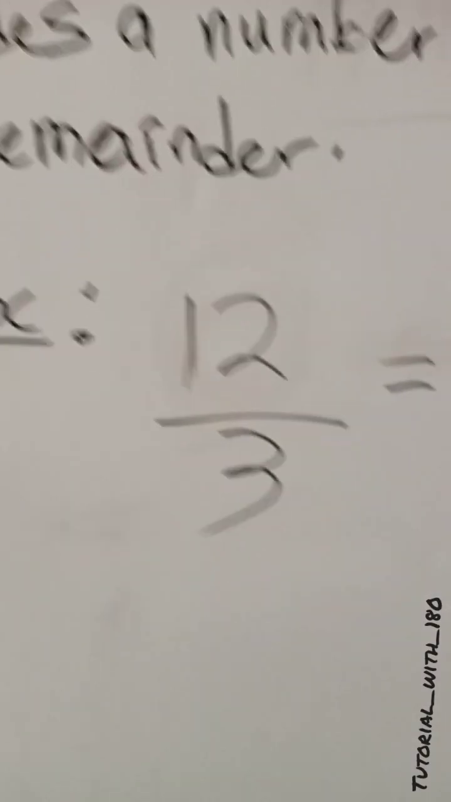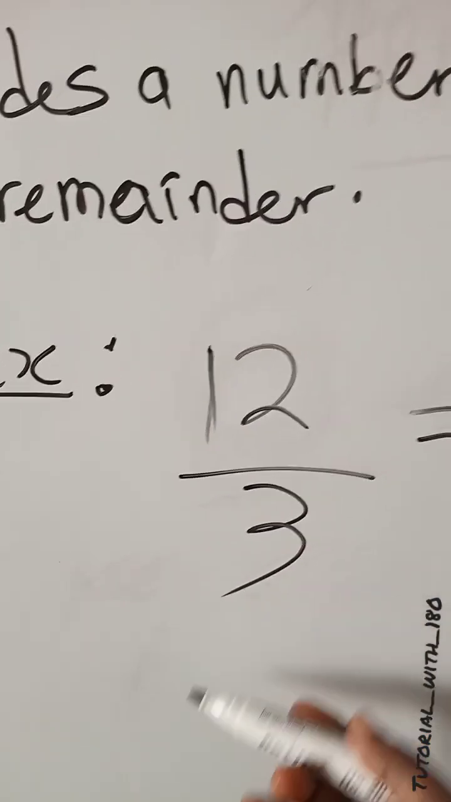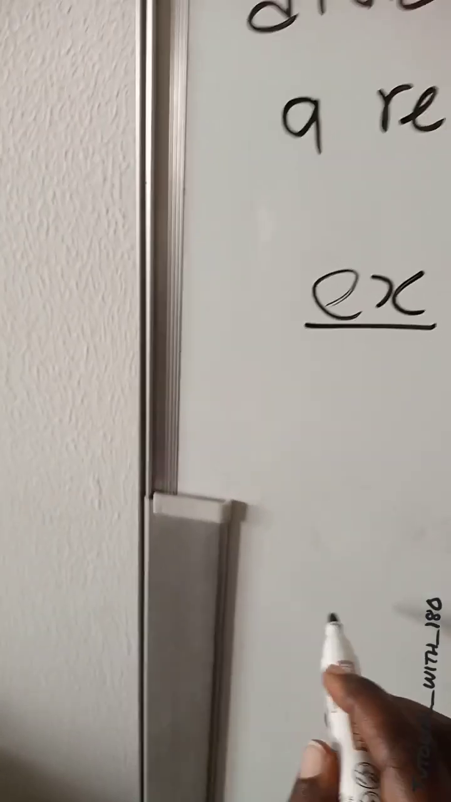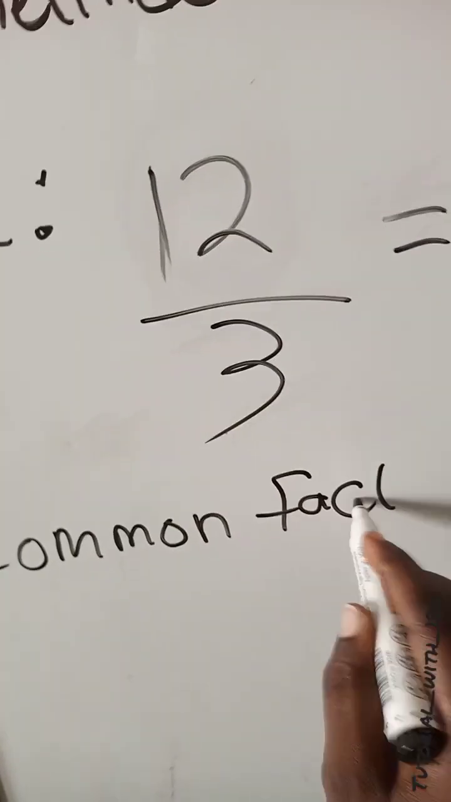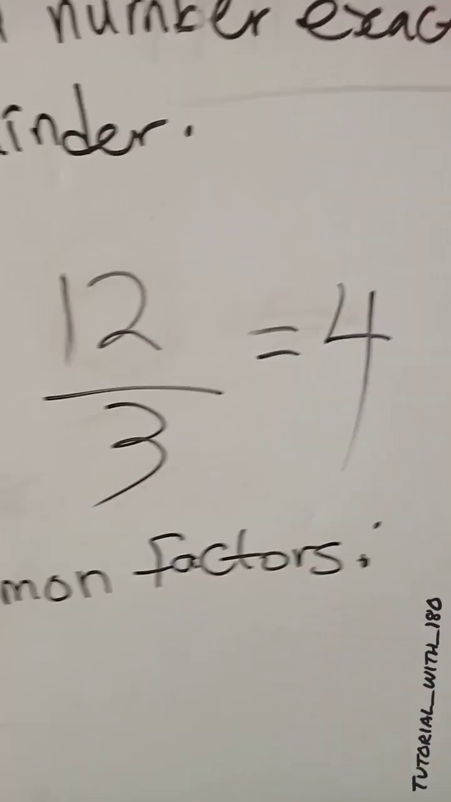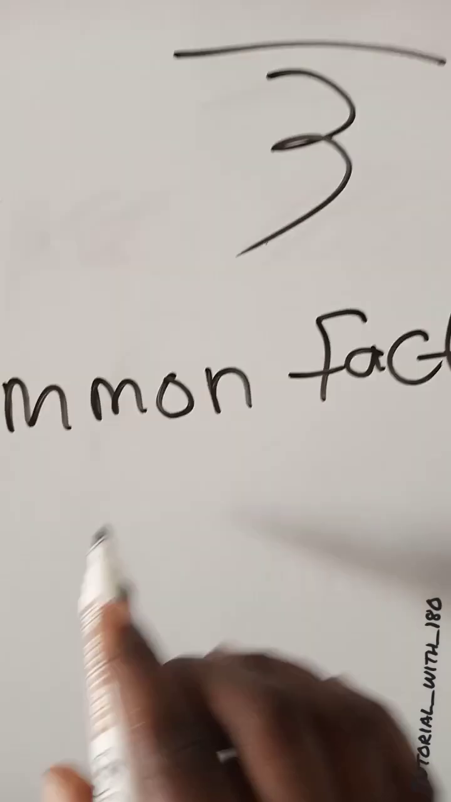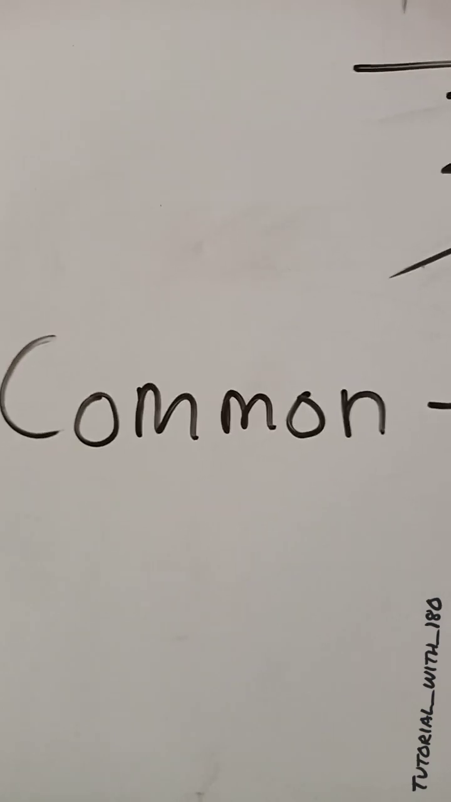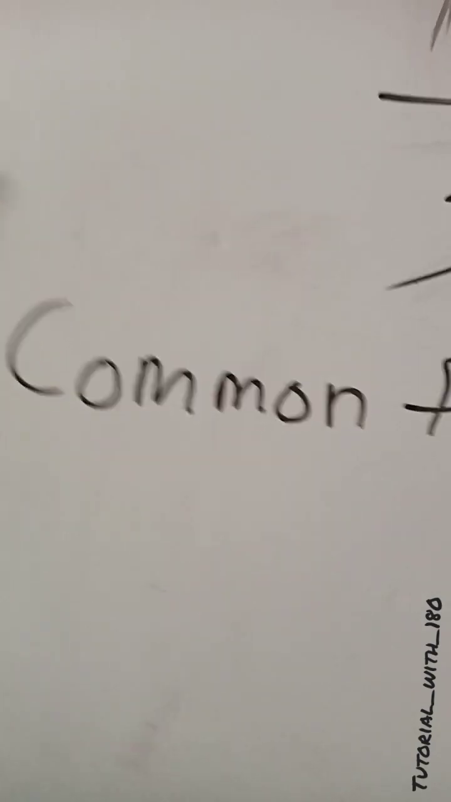Now, when I wanted to divide 12 by 3, I said, okay, let's just pick 3. It doesn't mean that it's only 3 that can divide 12 to give us a whole number. And that's where we move into what we call common factors. A common factor can be defined as any number that, when dividing another number, will give us a whole number. And the reason why it's called common factors is because it's more than one, more than 2 even.